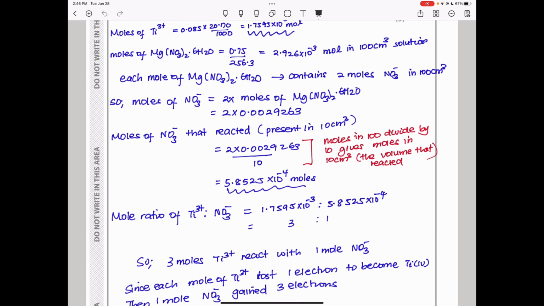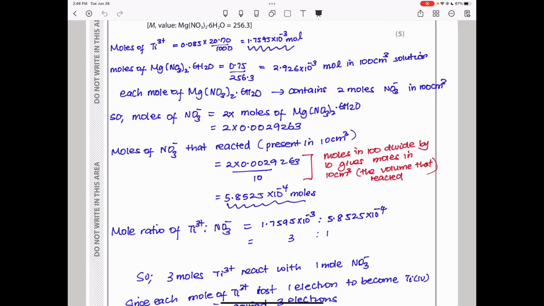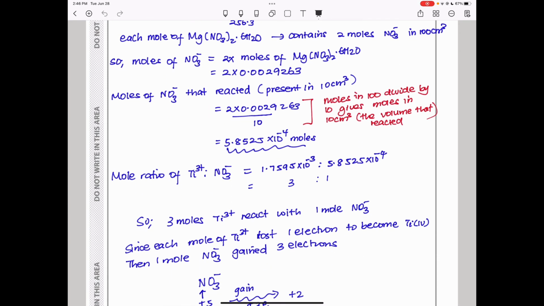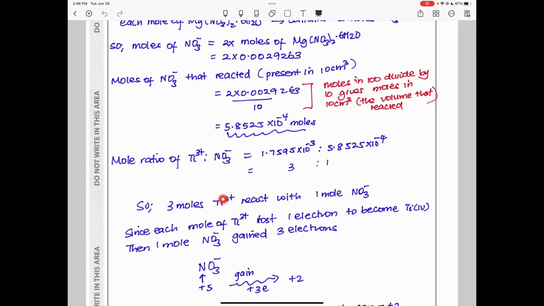Now, to find the mole ratio of titanium 3 to nitrate, we'll go back to the moles of titanium 3 and the moles of nitrate we've got here, and get the ratio of that to that, which gives us 3 to 1. So we can say that 3 moles of titanium 3 plus reacted with 1 mole of nitrate, and therefore, since each titanium 3 will lose 1 electron to become titanium 4 during oxidation, 1 mole of nitrate is going to gain 3 electrons.